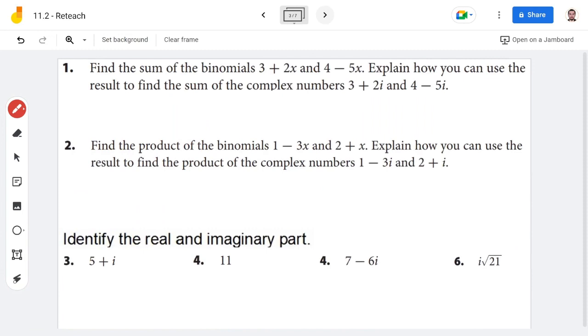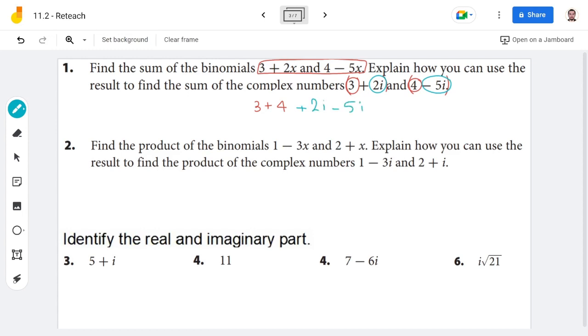Find the summation of binomials 3 plus 2x and 4 minus x. Explain how you can use the result to find the summation of complex numbers. We know that the summation of complex numbers is similar to what we did in the first example in the warm-up, which means we add the like terms. So as you can see here, we have a 3 and we have 4. So 3 plus 4. Then I have 2i and negative 5i as like terms, so plus 2i minus 5i.